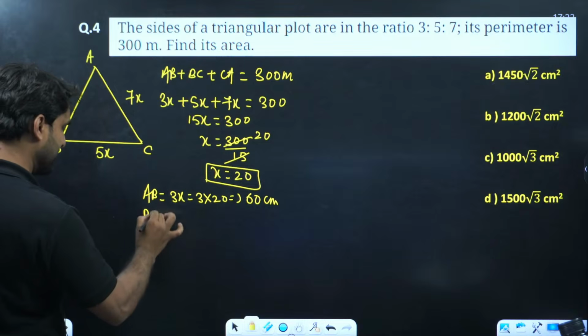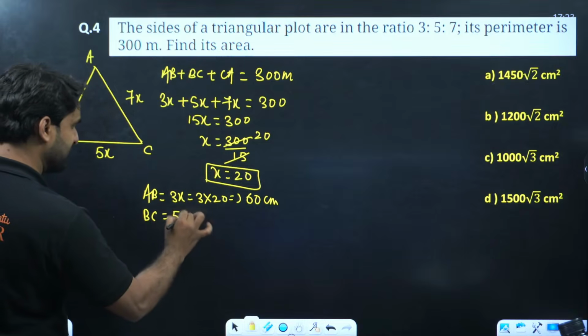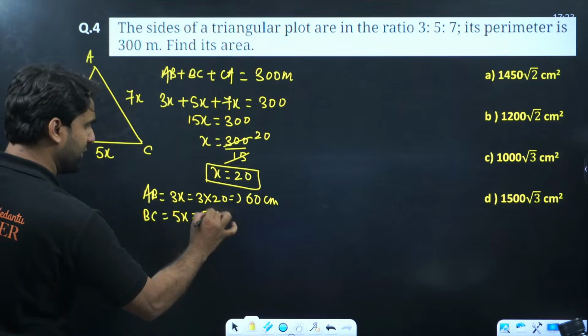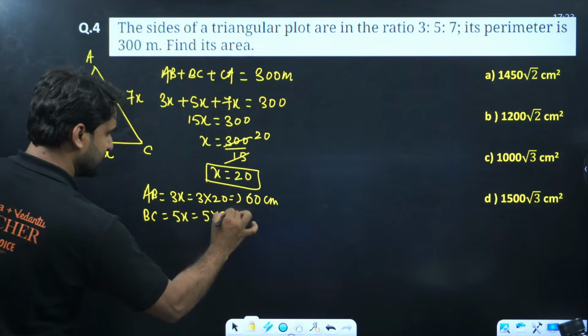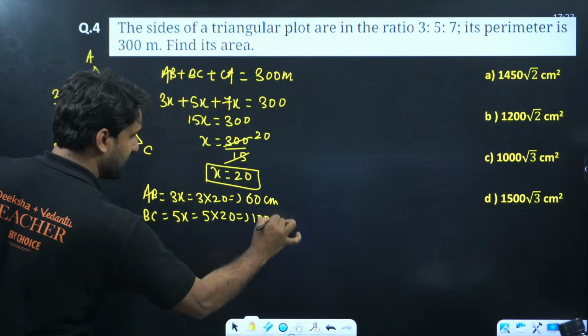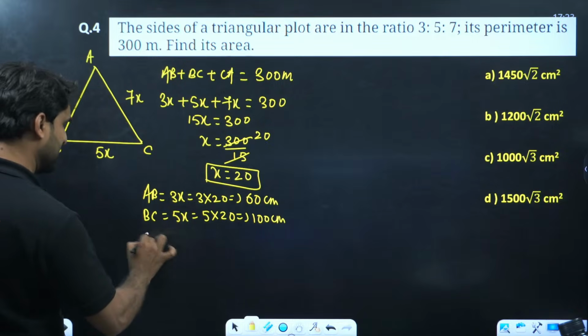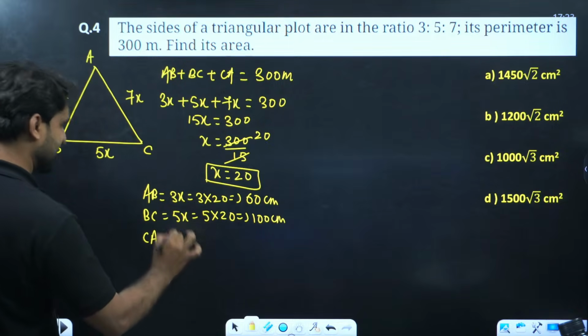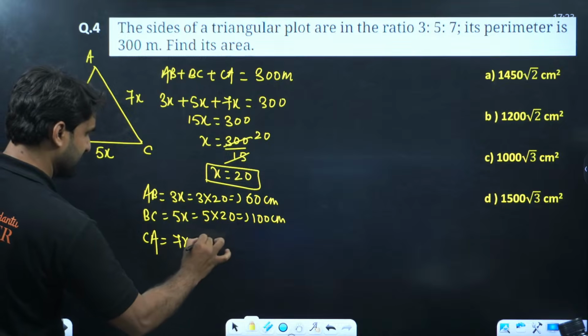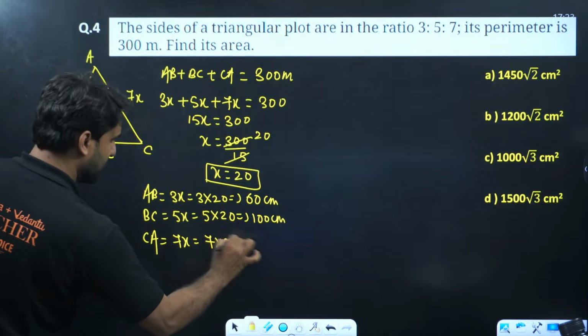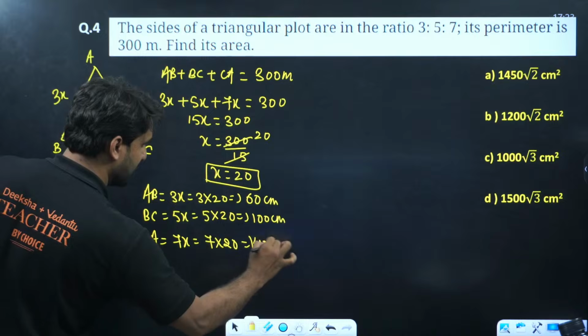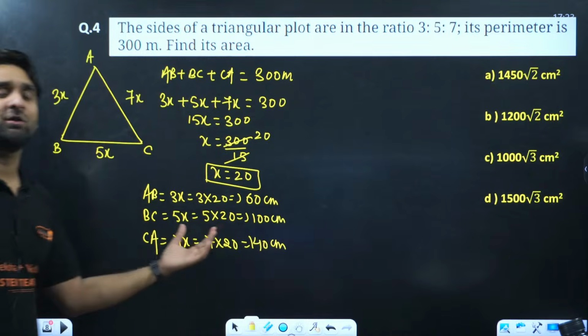Similarly BC, so what is the length of BC? We can find it out because we have x. So this is 100 centimeter, 5 into 20 is 100. And similarly CA is 7x, so 7 into 20, and that is equal to 140 centimeter. Oh my god, we have all three sides.